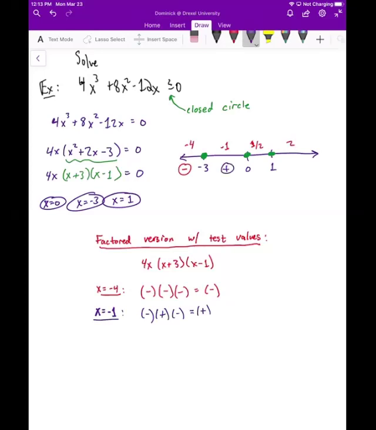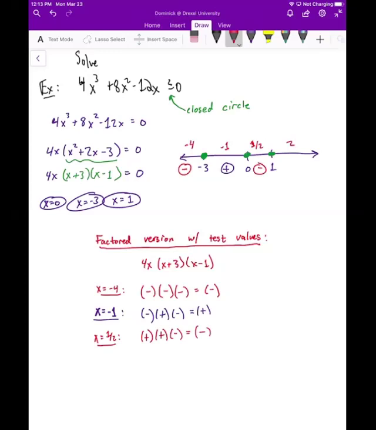Now if we plug in a 1/2, four times x is now positive. 1/2 plus 3 is positive, but 1/2 minus 1 will be a -1/2, which more importantly is negative, so that will be negative.